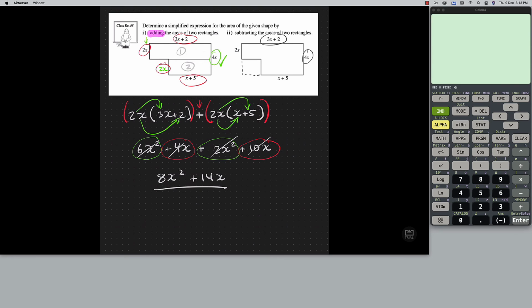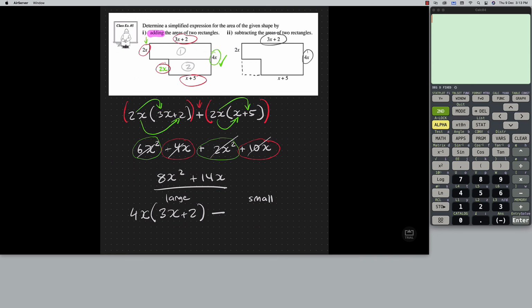Okay, so what do we have? I'm going to multiply 4x. I'm going to put the 4x on the outside of the bracket, just makes more sense, times 3x plus 2. So that's the large one, and from that we're going to subtract the smaller one. So this is the large rectangle. From that we're going to subtract the small rectangle.